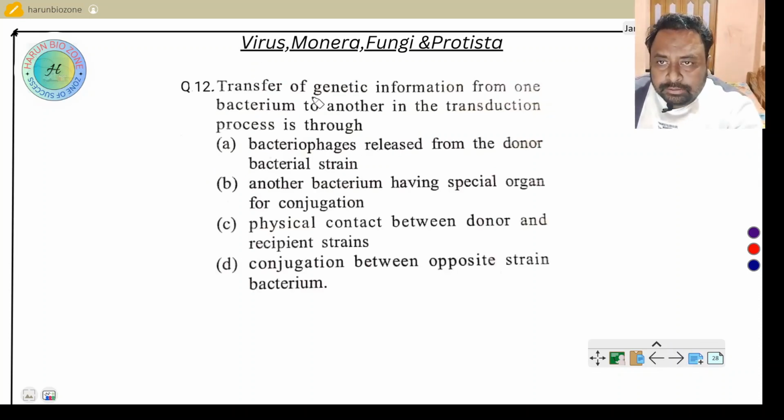Next question: transfer of genetic information from one bacterium to another in the transduction process, through bacteriophage released from the donor bacterium strain. Another bacterium having a special organ for physical control. Transduction means when bacterial genetics or bacterial DNA transfers from one bacterium to another through a bacteriophage virus, this is called transduction. So here the bacteriophage is released from the donor bacterial strain. Next question.